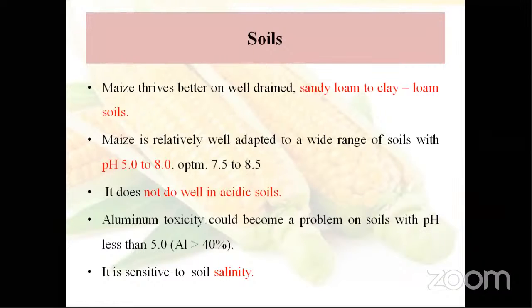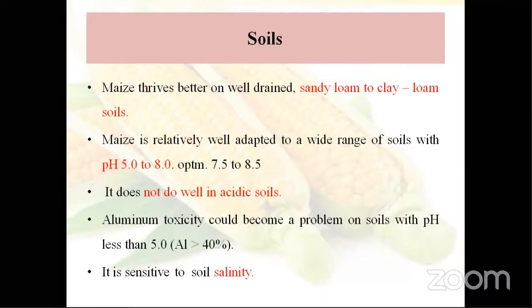Then coming to soil. Maize grows better on well drained sandy loam to clay loam soils. What is this sandy loam? What is this clay loam? Is it soil type or soil structure? It is soil texture. How many soil textural classes are there? 12, sir.